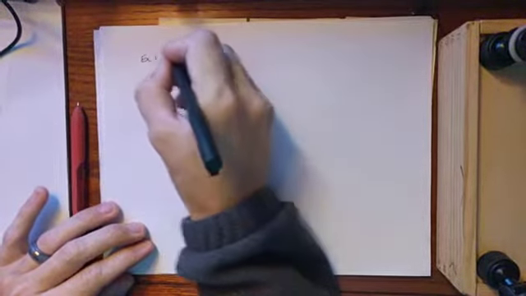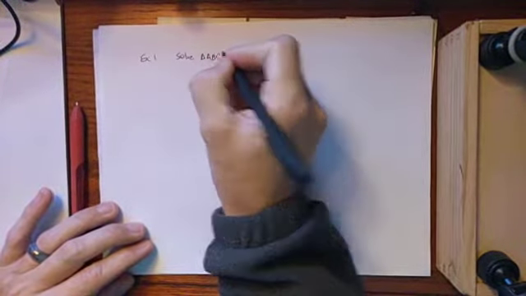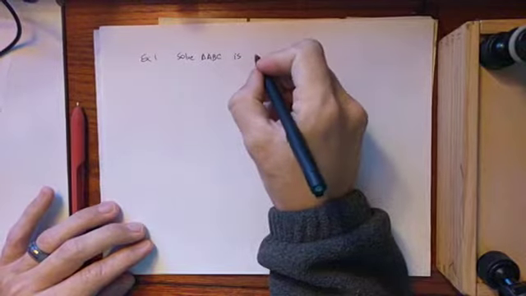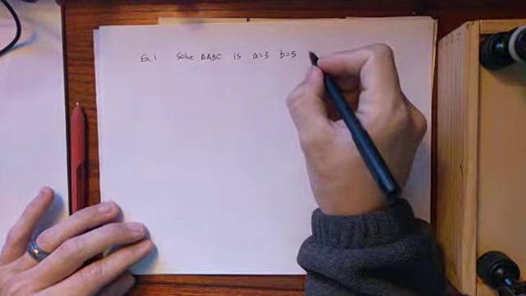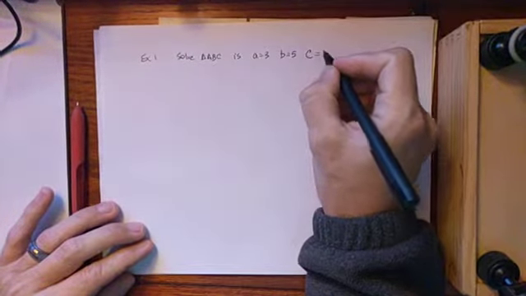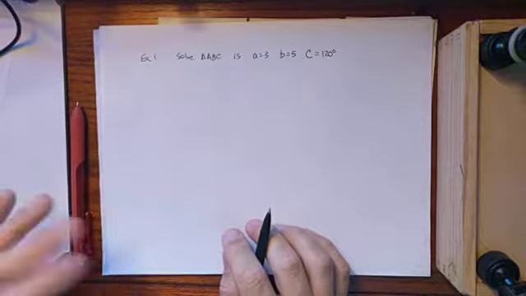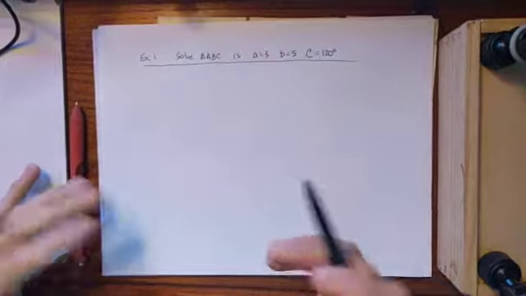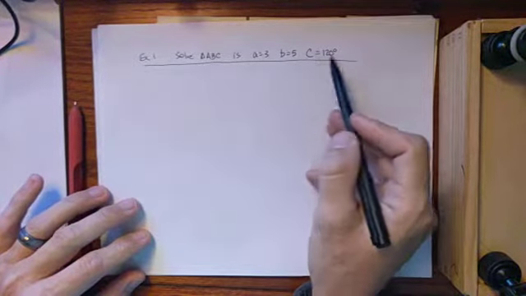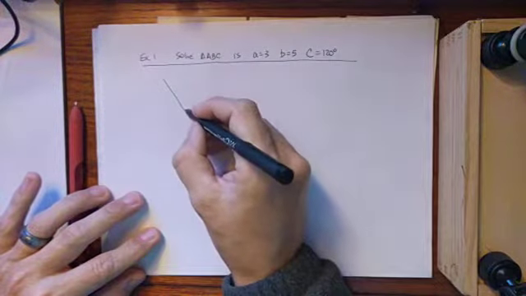So, first example. Let's say solve triangle ABC if a equals 3, b equals 5, and angle C is 120 degrees. So there's the problem. First thing I would do is to try to draw a picture, right? So being that angle C is an obtuse angle, it makes sense to draw an obtuse angle, right?